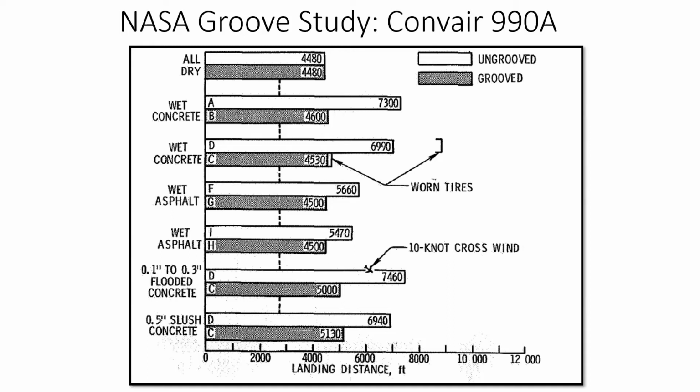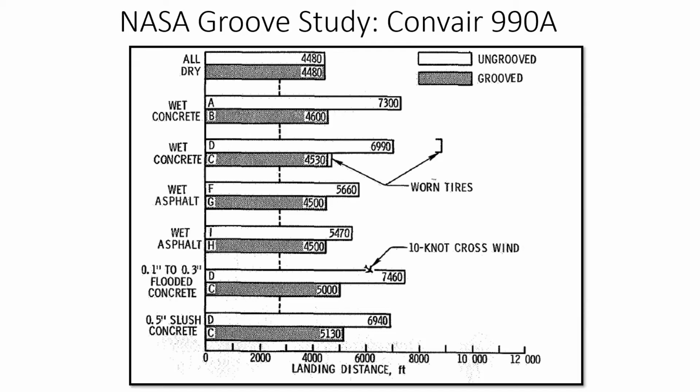However, we see that when we're landing on an ungrooved runway, we start to see a pretty big difference in stopping performance depending on the type, the construction of the runway. So the two asphalt runways are just two different types of construction. Aggregate size, one is a little smaller than the other. The two types of concrete runways are two different construction methods as well.